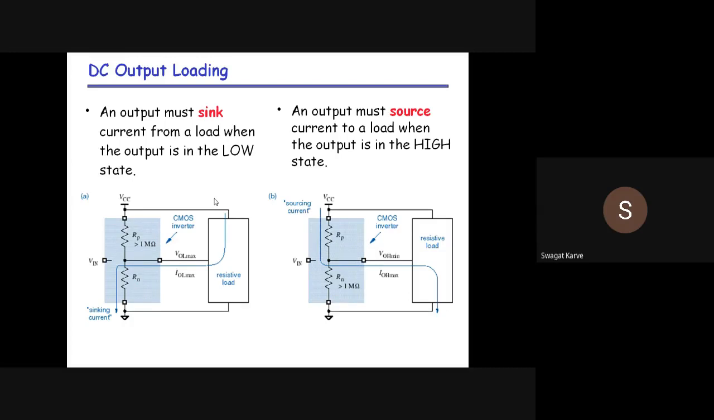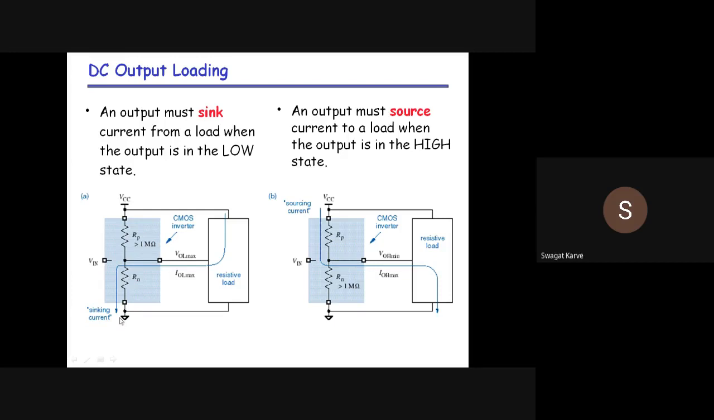That means whenever the output is low, it must sink current from the load, right? It must sink current from the load to the input side. The current flows in the direction shown by this blue arrow. This is the sinking. That means you are accepting the current from this output load and grounding it to the ground terminal. This is the sinking, right?